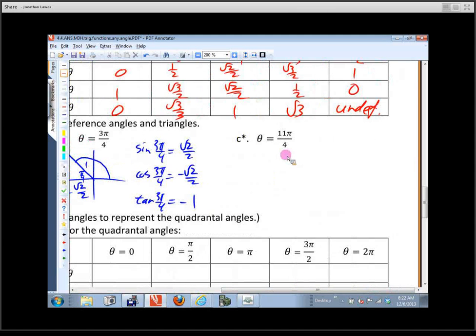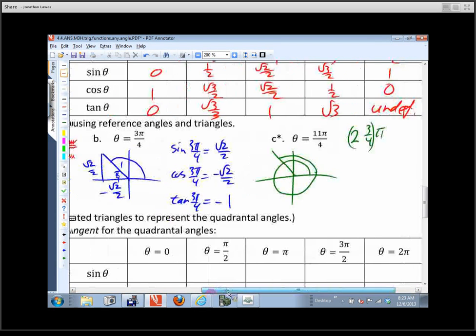This one's a little more difficult, 11 pi fourths. 11 pi fourths. So let's stop and think about that. If you have to, think about how many times 4 goes into 11. It goes in twice with how many left over? 3/4. So that's 2 pi plus another 3 pi fourths. 2 pi would be all the way around the circle and then another 3 pi fourths right here. Why did I put an asterisk by this one?